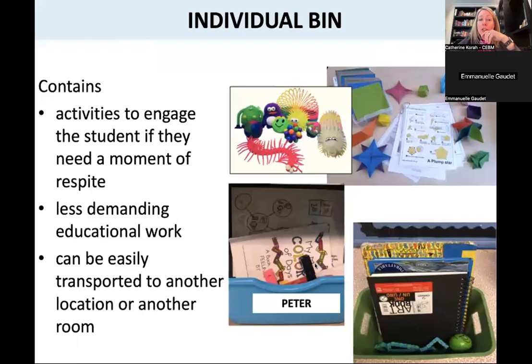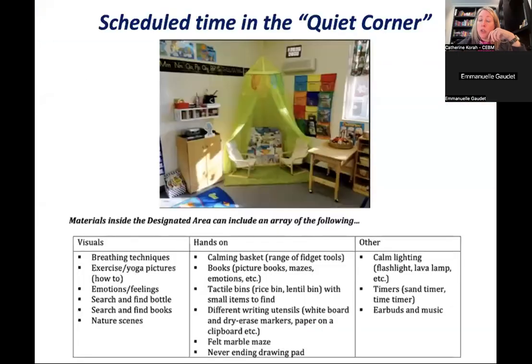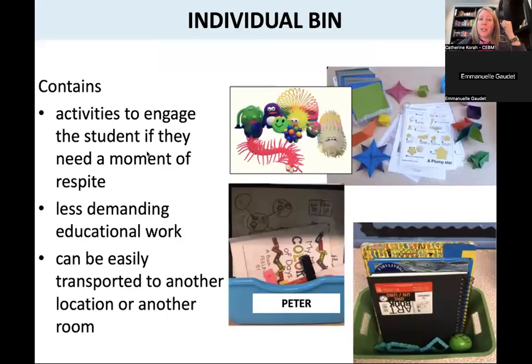It could be that you put together a bin for the student with different fidgets or different activities or books or things like that the student could be using at their desk. So if they don't need to go to the quiet corner, or if you already have a student that's there occupying the space and 2 students need the space, then the other student could be using their bin at their desk in order to recenter themselves. It could be a fine motor activity in there or something like that.